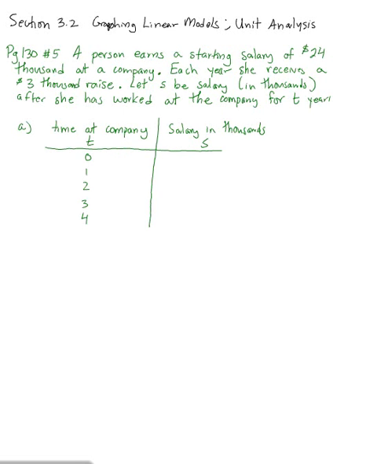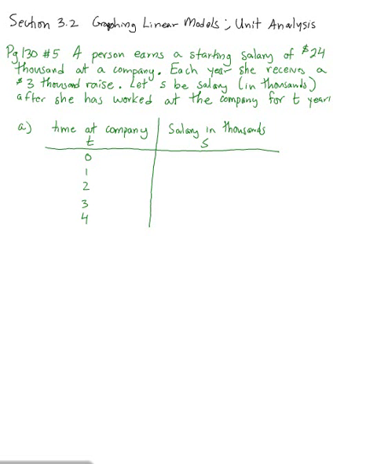All right, so here's an example. This is problem 5 on page 130. A person earns a starting salary of $24,000 at a company. Each year, she receives a $3,000 raise. Let S be the salary in thousands after she has worked at the company for T years. Part A asks us to fill out this table. So we have the time at the company, T, and the salary in thousands of dollars.